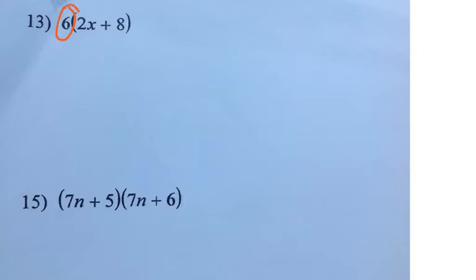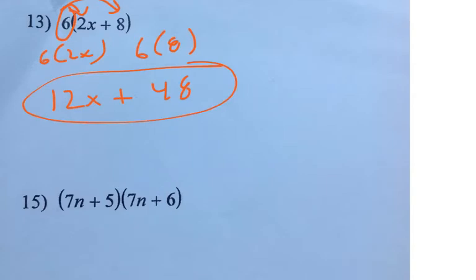So, I'm going to do 6 times 2x, you see? And 6 times 2x is 12x. Then, I'm just going to do 6 times 8. And 6 times 8 is 48. And so this right here is my simplified expression where I use the distributive property.